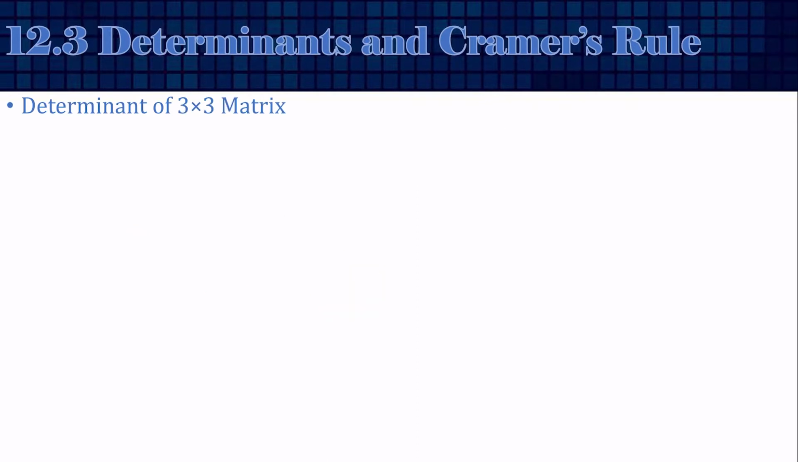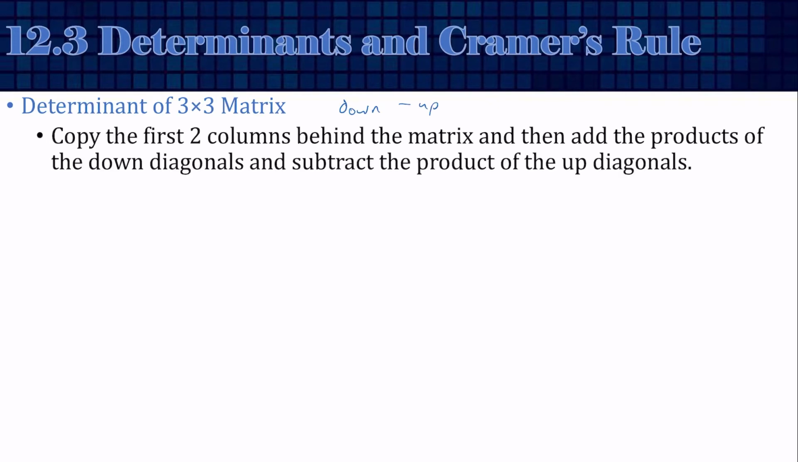All right, so how about a 3 by 3 matrix? Well, it's still going to be down minus up, only what we're going to do is copy the first 2 columns behind the matrix, and then it's 3 downs minus 3 ups. For example, here's this matrix. I'm going to take these first 2 columns and copy them over.